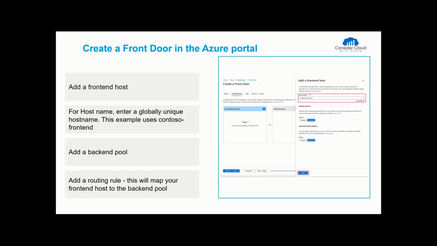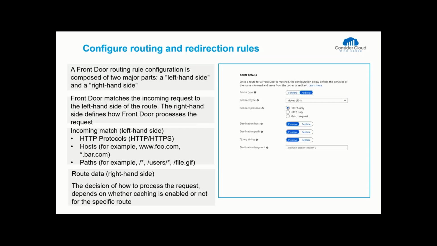After that, pretty straightforward. We're going to add in a couple of routing rules, much like we would do with our Azure Application Gateway. This essentially is just telling the Front Door service how to route client traffic from the front end host to your designated backend pool itself.